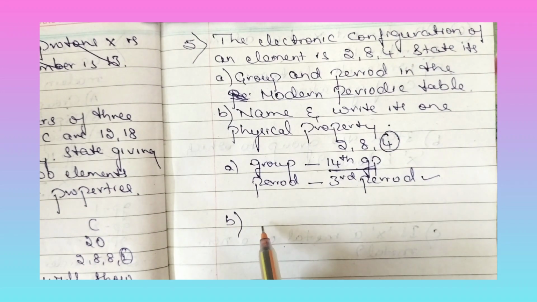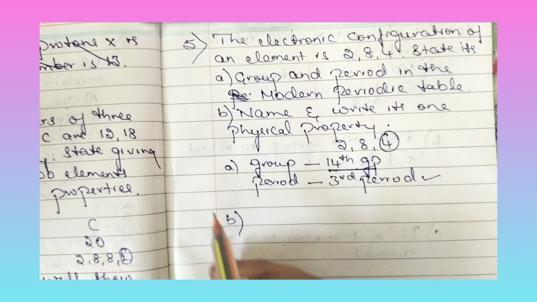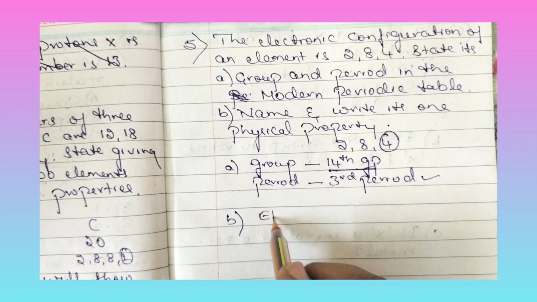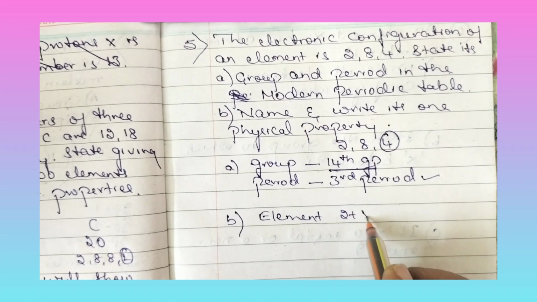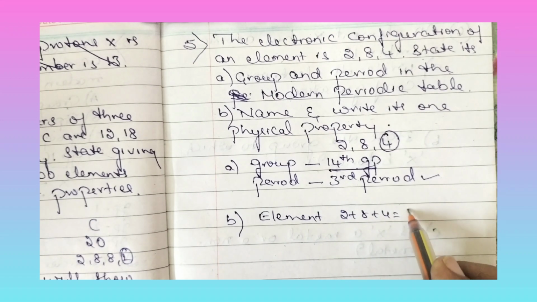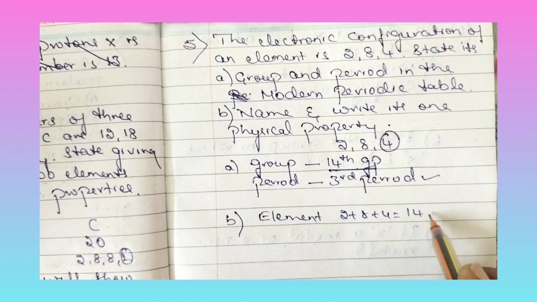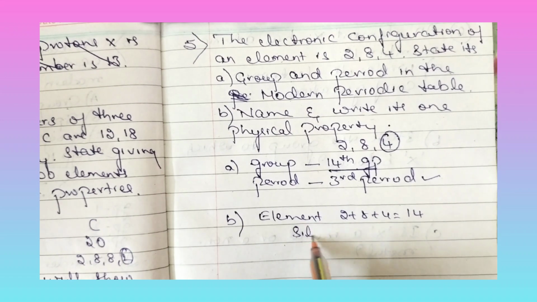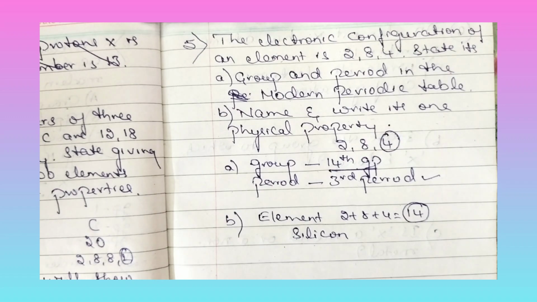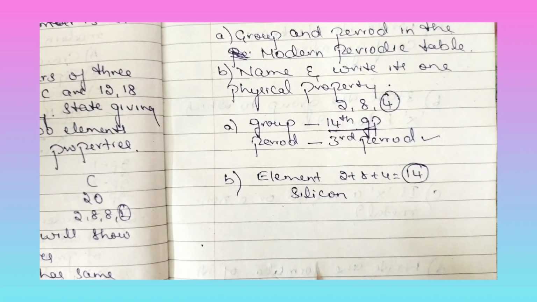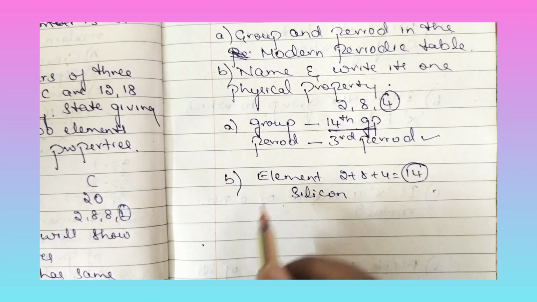So, what is the name of the element here? 2 plus 8 plus 4 will be equal to 14. 14 means the name of the element is silicon, because silicon has the atomic number 14. So atomic number 14, therefore it is silicon.